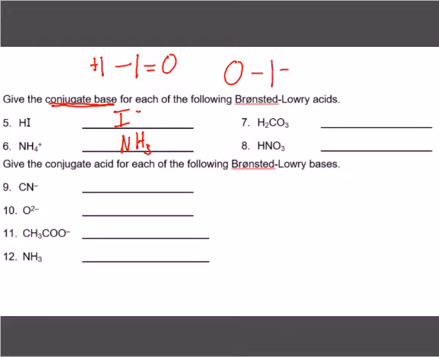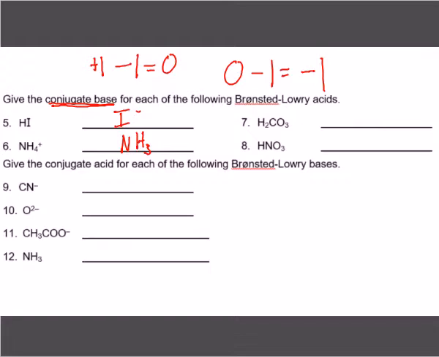And I subtracted 1, which gives me what? Negative 1. That's how we got that negative 1 charge on the I minus, which formed iodide. All right, does that make a little bit more sense if you're still confused? Just subtract 1 from your charge every time when it's an acid and you're going to the base.